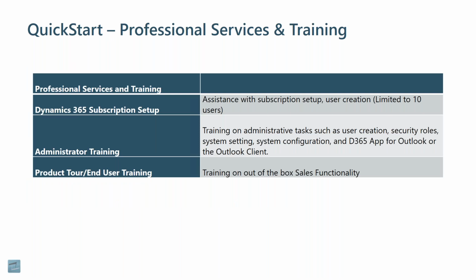So in terms of breaking down quick start into our main buckets, first we have professional services and training. You can see our main components to services and training on the left: subscription setup, administrator training, and end user training. It does take a little bit to go in and get our users created. You can see right there we have a limit of 10 users for a quick start.